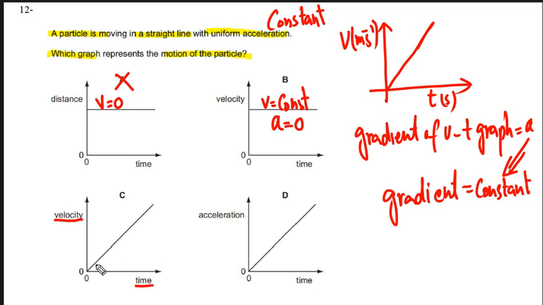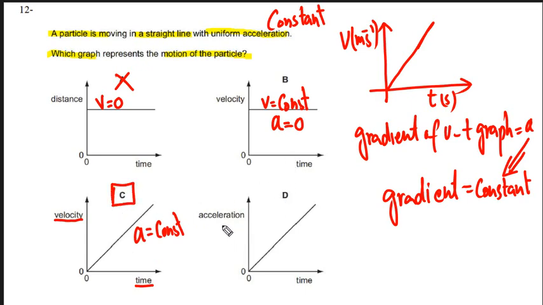As we can see, the velocity is increasing at a constant rate, so we can simply say acceleration is constant. Or another way of understanding is that as its gradient is constant, it means acceleration is also constant or uniform. So this is our answer.